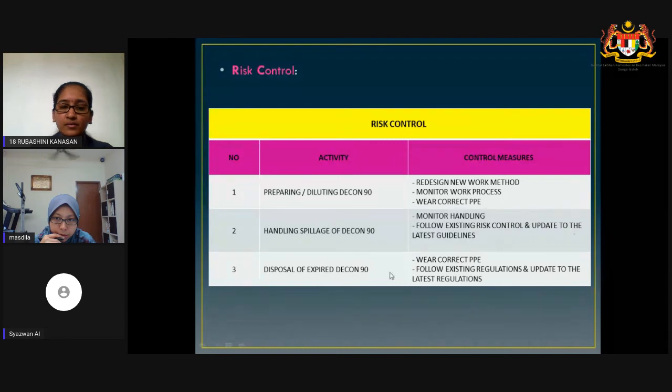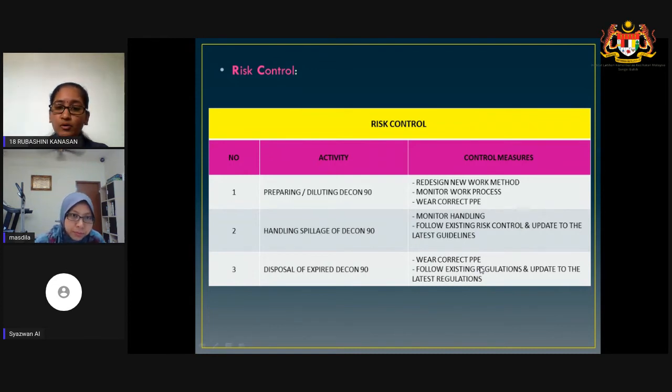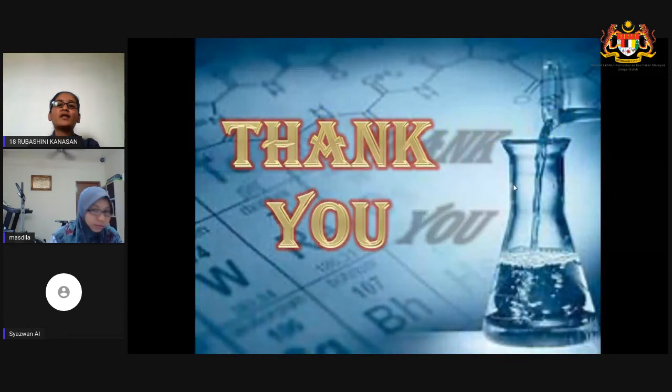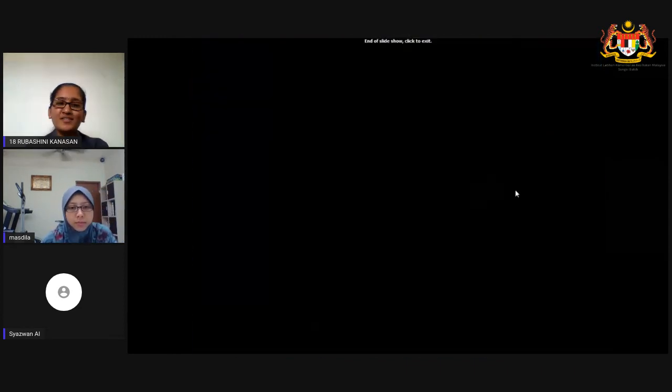Okay, and disposal of expired Decon 90. Okay, must wear the correct PPE. Although it's an expired one, we should wear the correct PPE. For example, better to wear double gloving. Okay, and then follow existing regulations and update to the latest regulations. Okay, that's all my presentation for today.